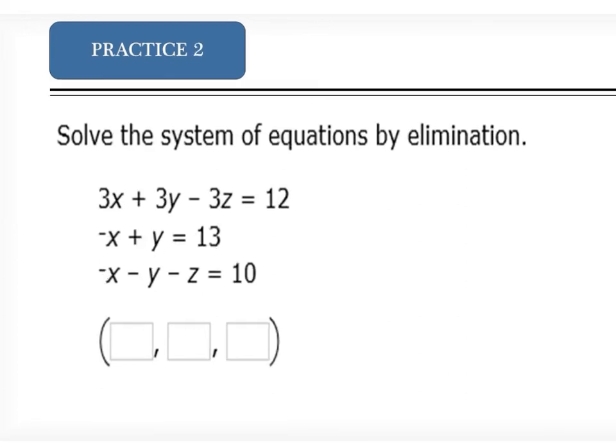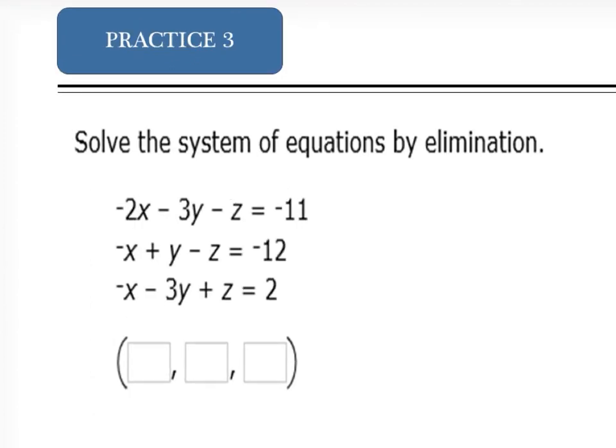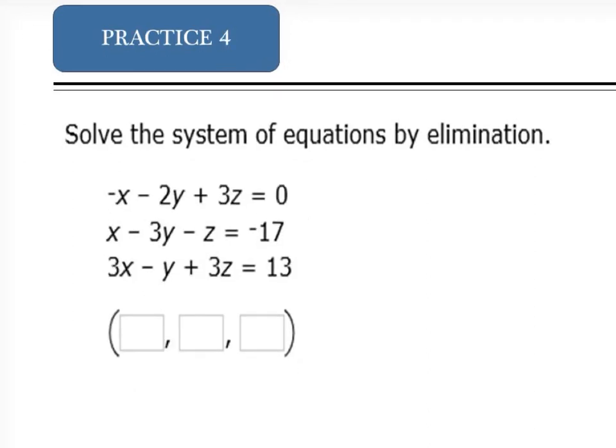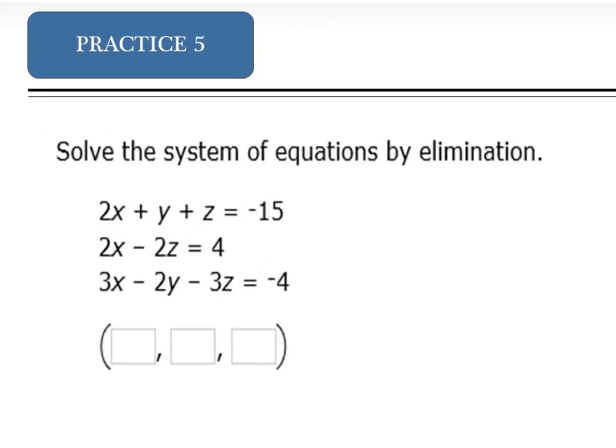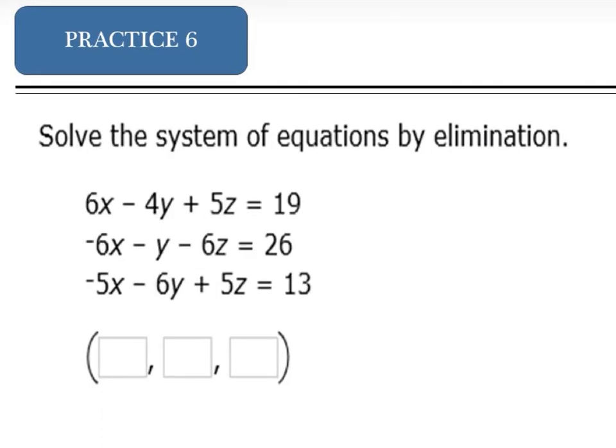Practice 2. Practice 3. Practice 4. Practice 5. Practice 6.